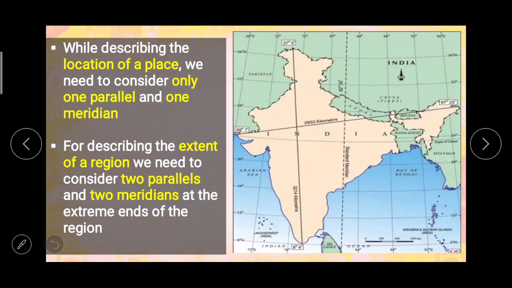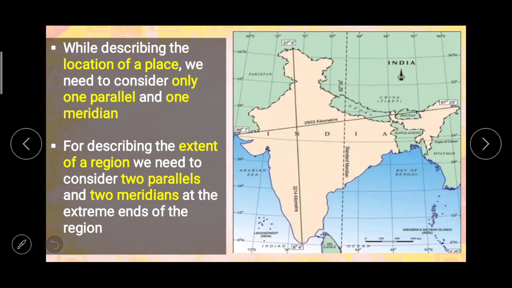While describing the location of a place, we need to consider only one parallel and one meridian. For example, if we talk about the location of Delhi, it is located at 28 degrees 36 minutes 50 seconds north latitude and 77 degrees 12 minutes 3 seconds east longitude. So the exact location of Delhi.